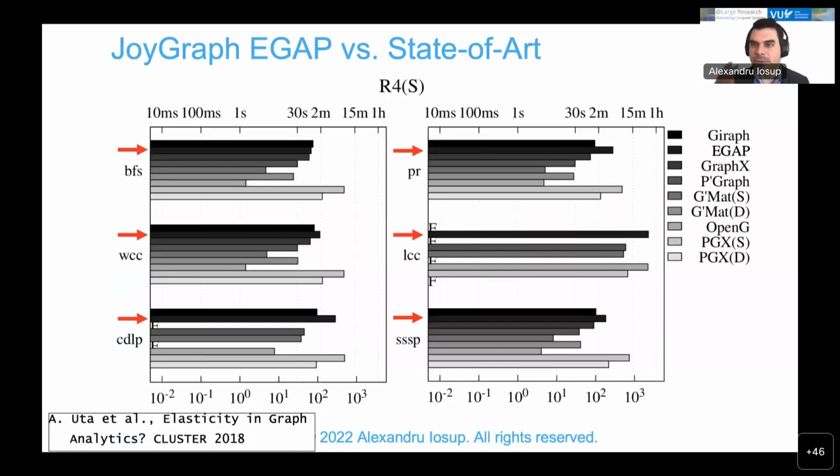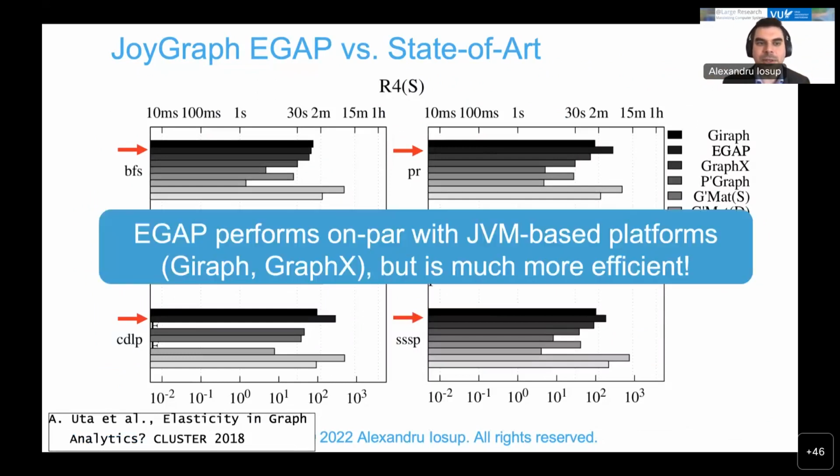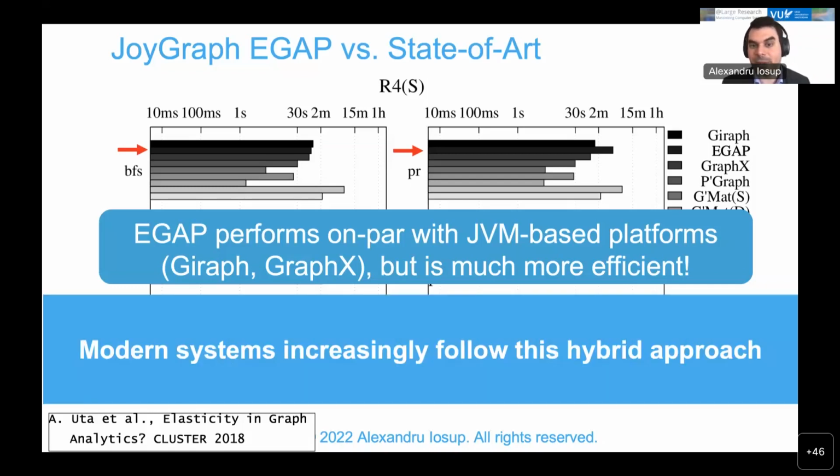So these are results for 6 different classes of applications on a single data set, but we tried other data sets as well. And our observation is that elastic graph processing can actually perform on par in terms of performance with other JVM-based platforms. That's how we implemented our system, but it's much more efficient. So you actually use way less resources, and it turns out that modern systems are increasingly doing this.